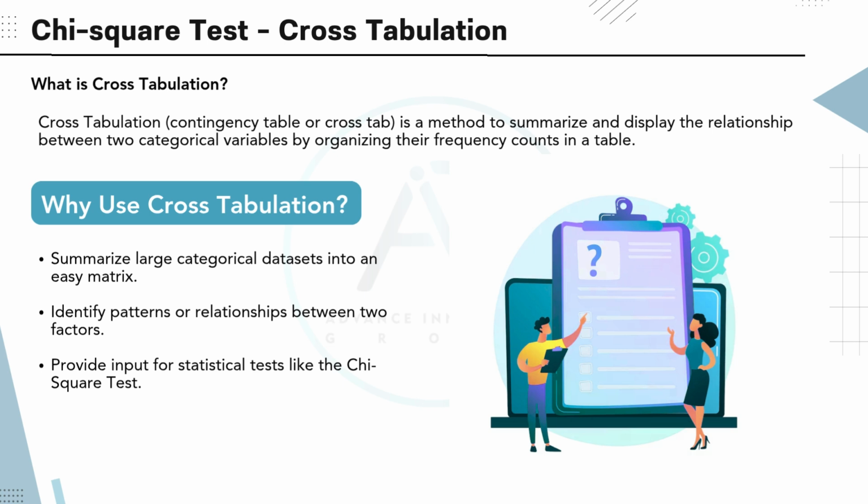3. Input for statistical tests. Crosstab data is the foundation for running the chi-square test of independence, which helps us assess whether the observed relationships are statistically significant. Closing thought. So, when working with categorical variables, always think about how cross-tabulation can simplify your analysis and set the stage for deeper statistical testing like chi-square. Let me know if you'd like to walk through an actual example or demo in Minitab or Excel.